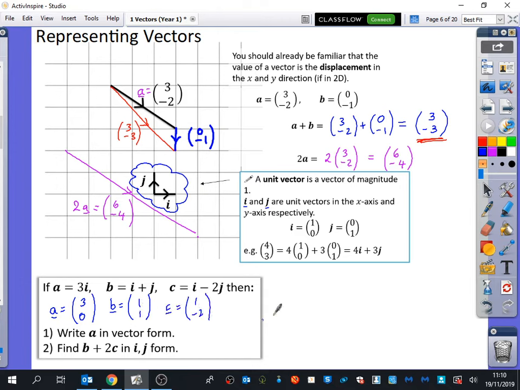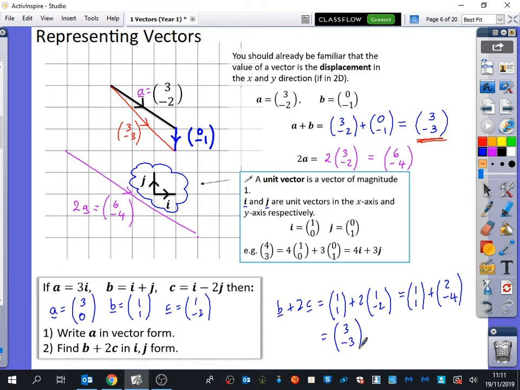1 minus 2. So if we want to work out what B plus 2C is, it will just be B plus 2 lots of C, and then we just do it as we'd expect to here. So we get 1 plus 2 times 1, which is 3. In fact, I'd probably like to do this line. 1, 1 plus 2 minus 4. So you get 3 for the I components and 1 minus 4, which is minus 3. Okay?